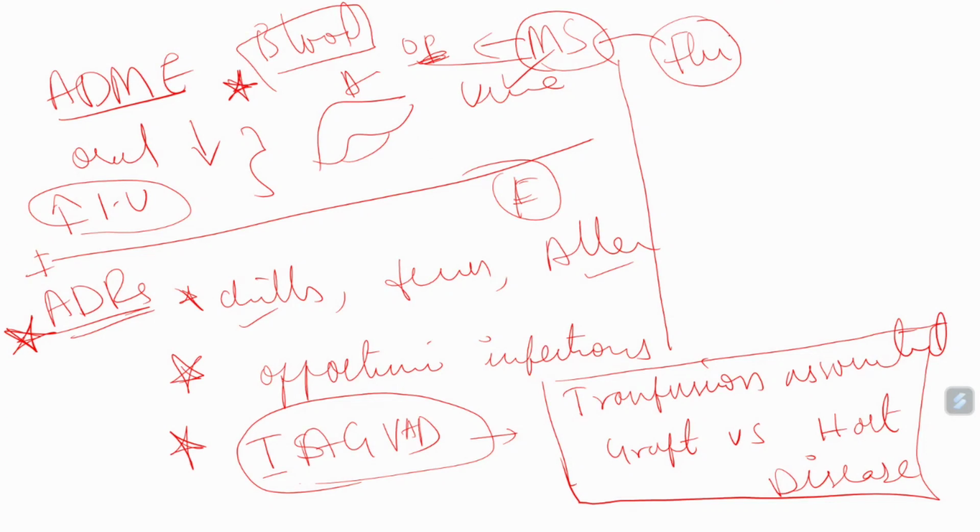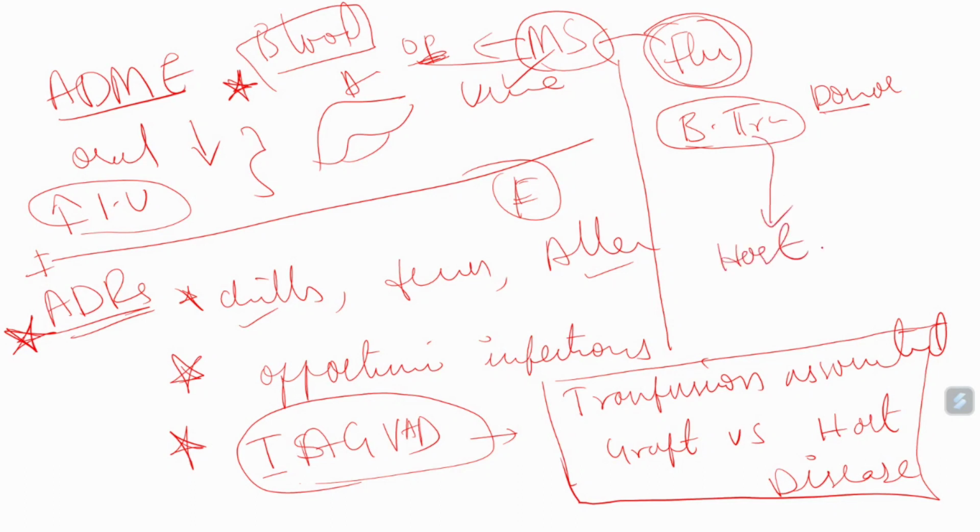So the patient who is receiving fludarabine, if blood transfusion is done, the donor's blood has some lymphocytes and some macrophages. These lymphocytes and macrophages of the donor's blood will go and attack the host cells, or the recipient's tissues, and it causes transfusion associated graft versus host disease.